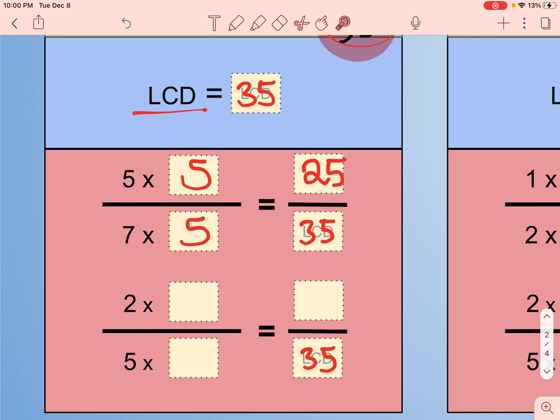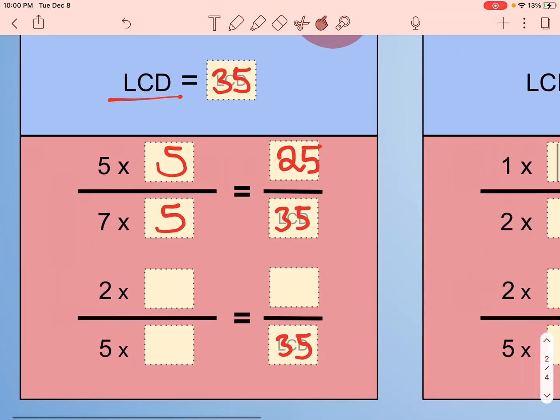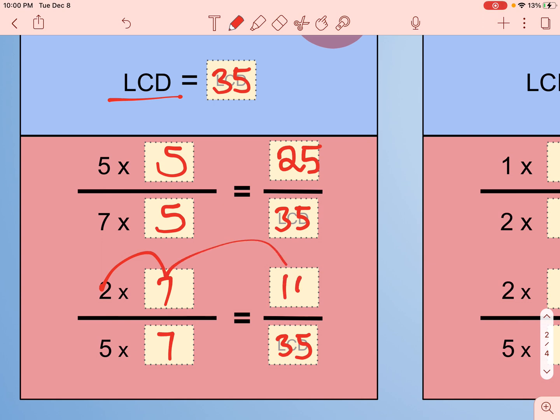Now we're going to do the same thing on the bottom. 5 times what equals 35? If I need a little bit of a hint, I can go up here. 5 times 1, 2, 3, 4, 5, 6, 7. 5 times 7 is 35. Whatever I do to the bottom, I have to do to the top. There we go. Now, 5 times 7 is 35. 2 times 7 is 14. And there we have it.